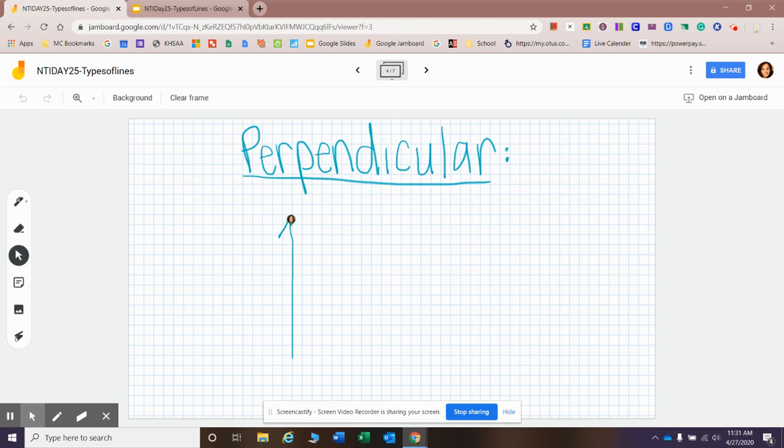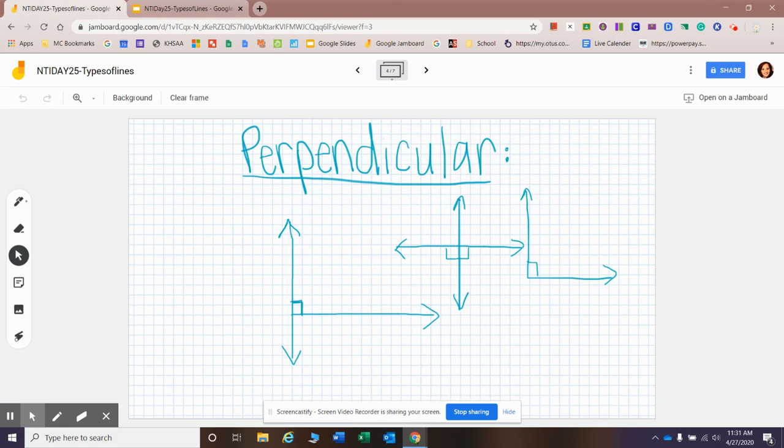So that's if this line is running this way, and this line is running this way. Makes that perfect 90-degree angle. It makes a perfect corner. So running this way and this way, you get that corner. These are perpendicular. Sometimes they look like this. See that? Because you have a 90-degree angle here, a 90-degree angle here, a 90-degree angle here, and a 90-degree angle here.